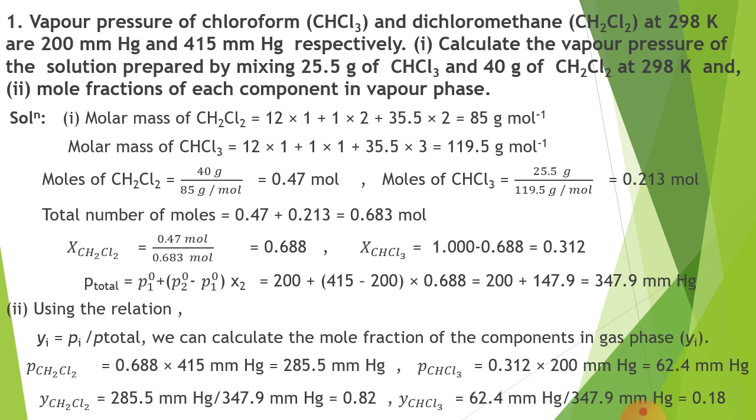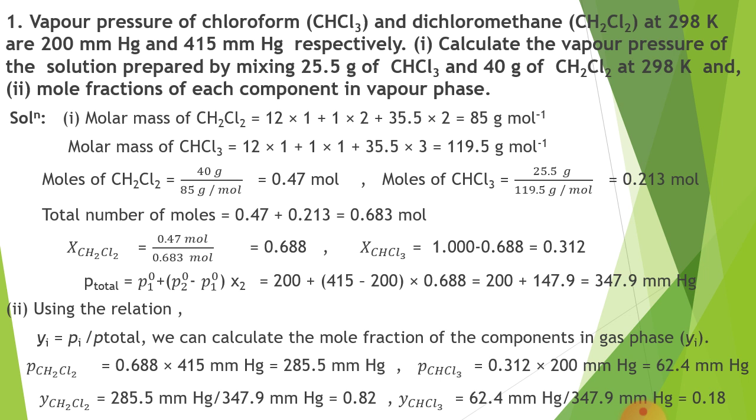Similarly, molar mass of chloroform, we got 119.5 gram per mole. Now we have to calculate the mole of dichloromethane. The mass given is 40 and the molar mass is 85 gram per mole. As you know, moles equal given mass divided by molar mass. After calculating, we get the moles of dichloromethane as 0.47.